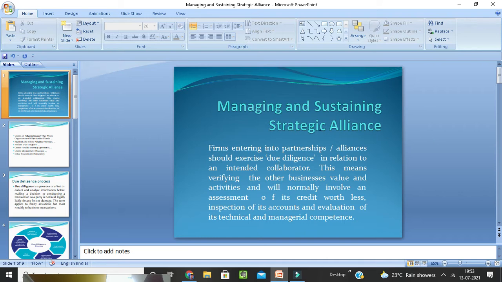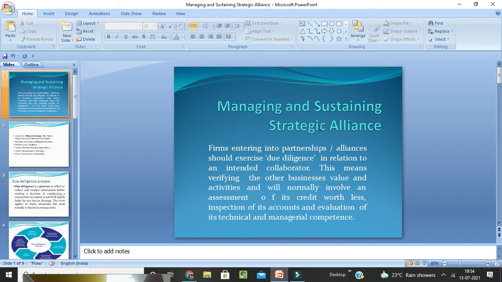What do you mean by strategic alliances? Already we have discussed in the last class. Now, how we are going to manage that and how we are going to sustain that strategic alliances, we are going to learn. See, firms entering into partnership or alliances between two countries or two companies should exercise due diligence. What do you mean by due diligence?